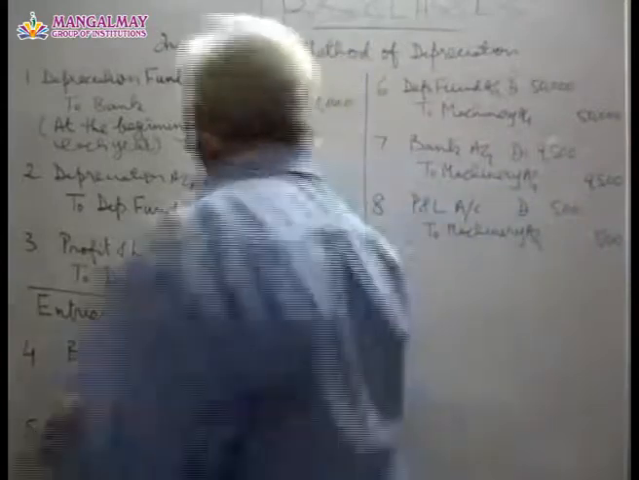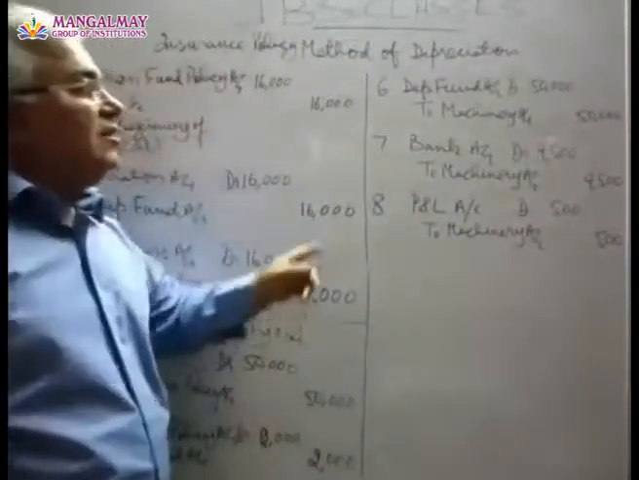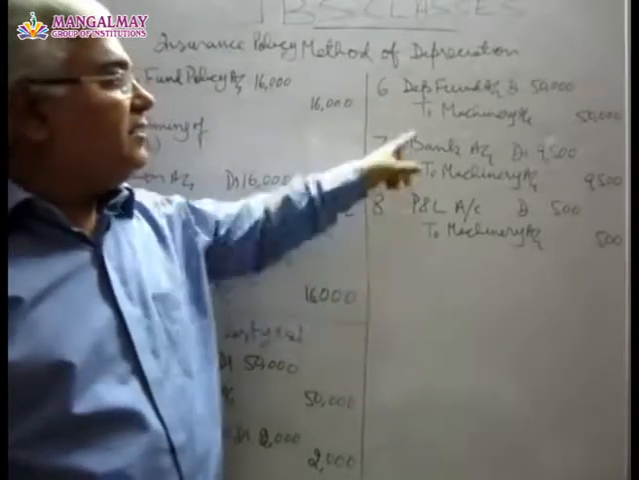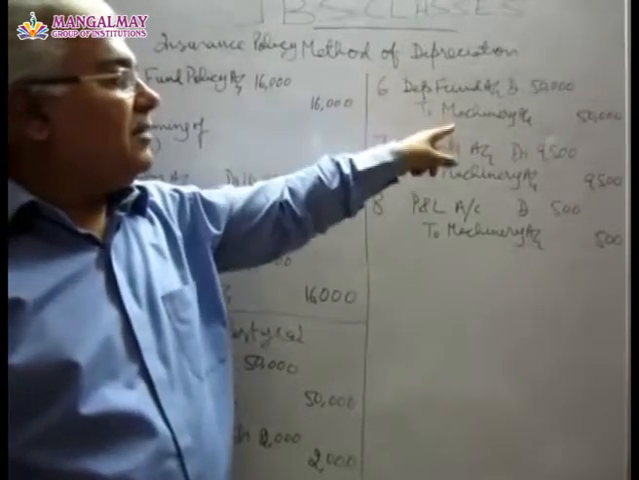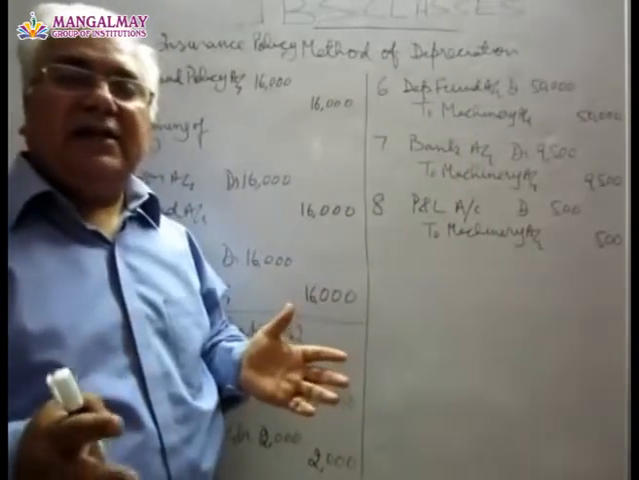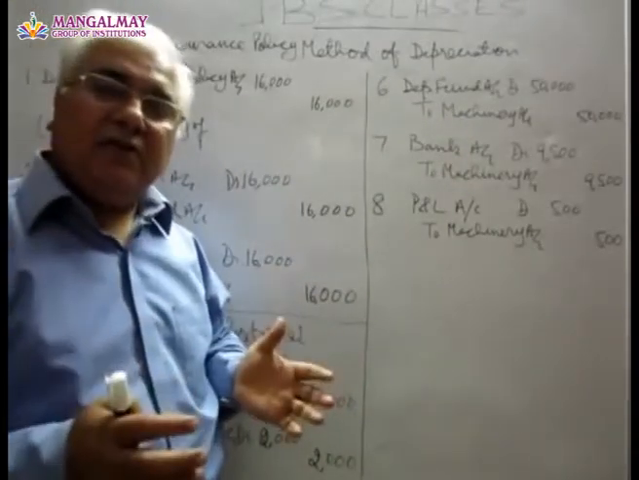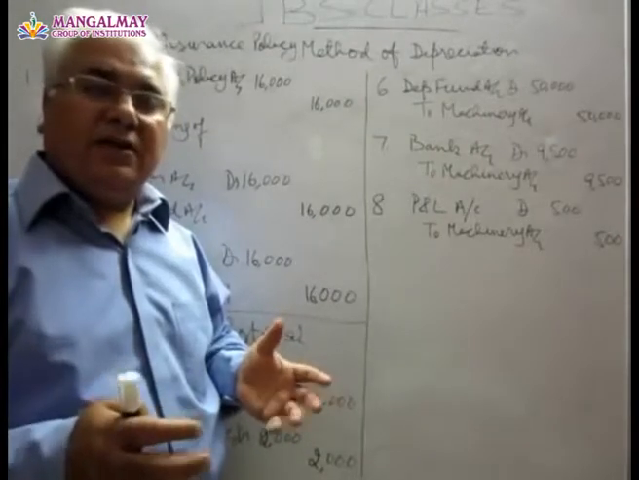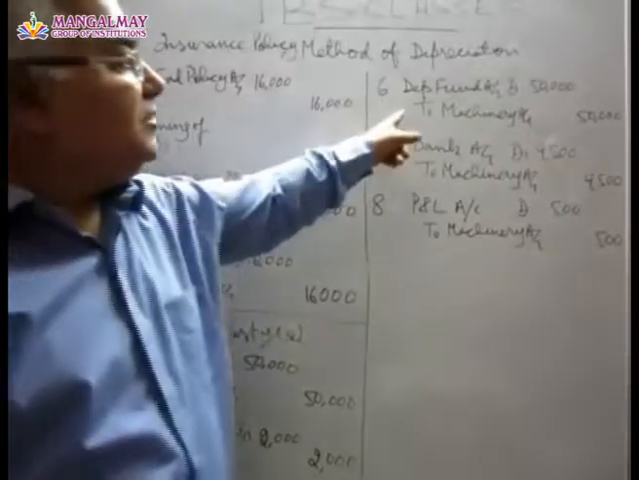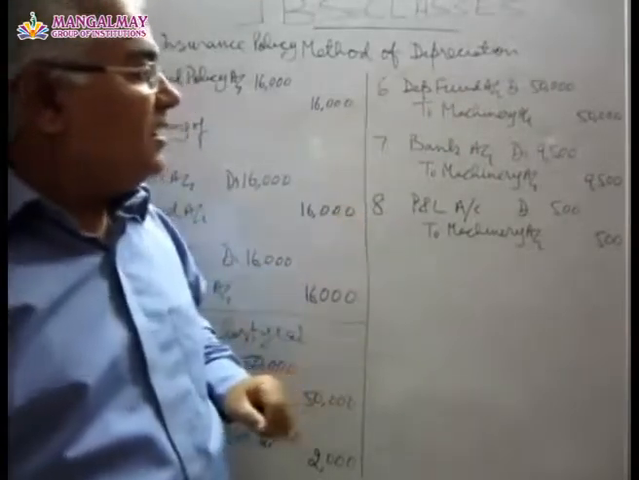Having done this, now we move on to transferring the depreciation fund to the machinery account. For that, the entry is depreciation fund account debited to machinery account. That means whatever is lying at the credit of the depreciation fund account was meant for creating money for buying a new machinery. Hence, this is being shifted to the machinery account.